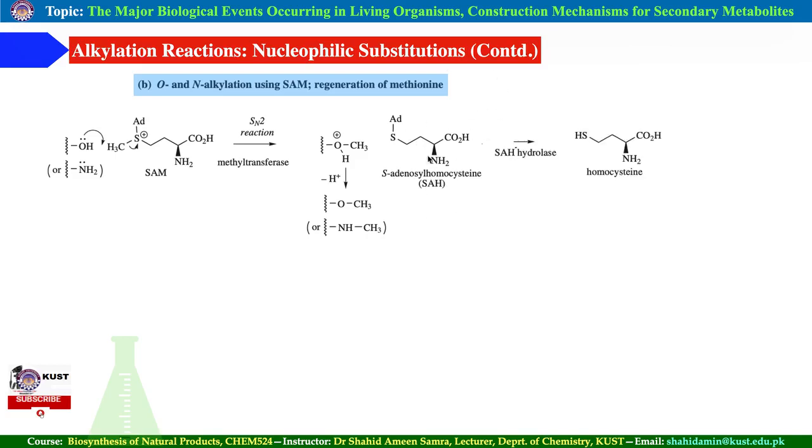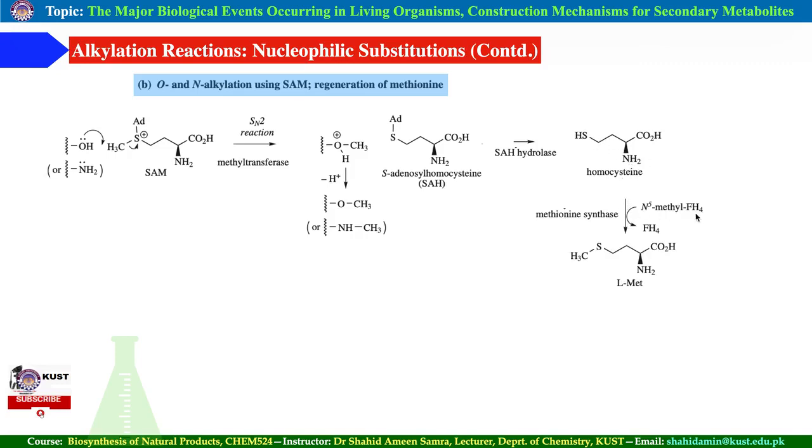This molecule may go further in the presence of SAH hydrolase enzyme that will cause the hydrolysis of this bond that is between sulfur and adenosine. As a result, we will be having OH attached to adenosine that will be converted to simple adenosine. By attaching one OH from water, it will get converted to adenosine, and this sulfur will get one hydrogen. And this is the structure that we call demethylated methionine, and this is known as homocysteine.